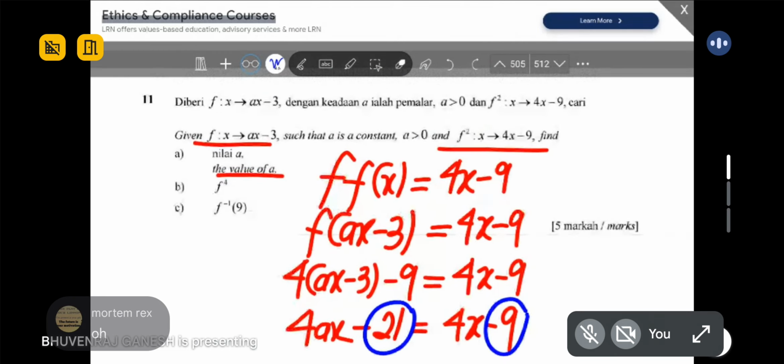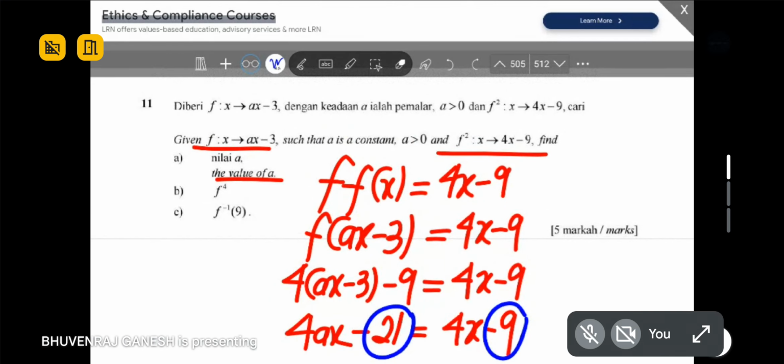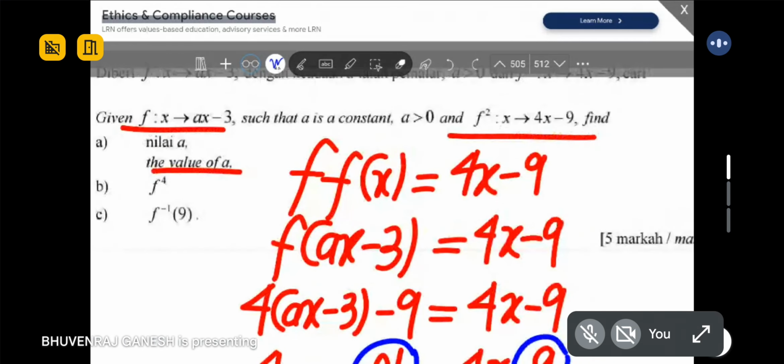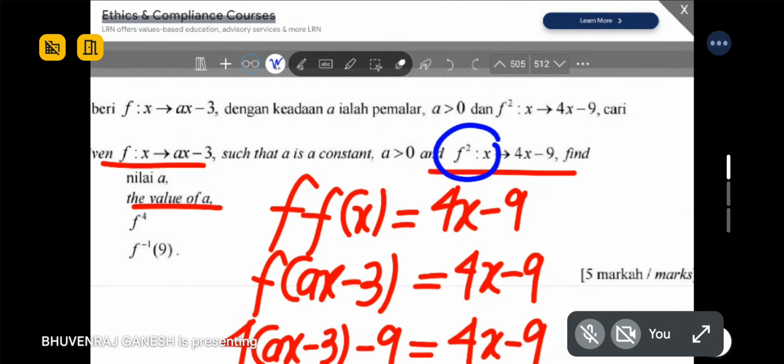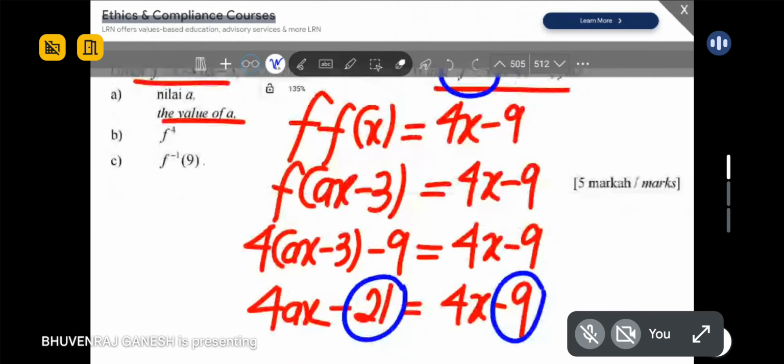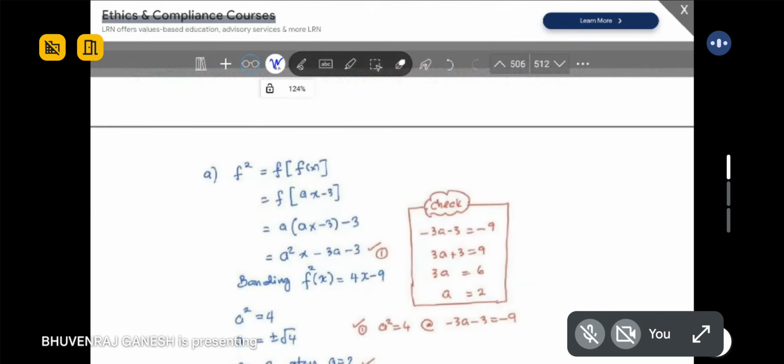That's why. F2, no, correct only. You just need to do it one time because F square X, only F square. So it's like this only. Let me see the answer.